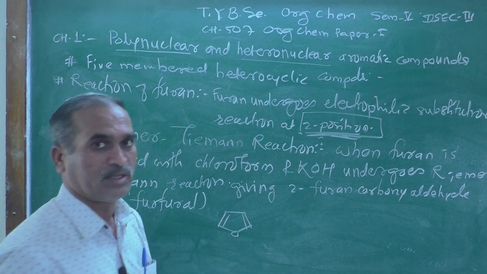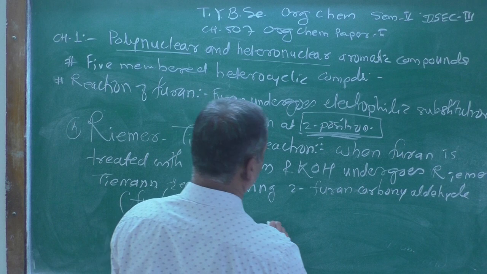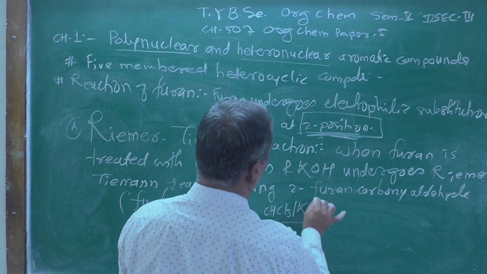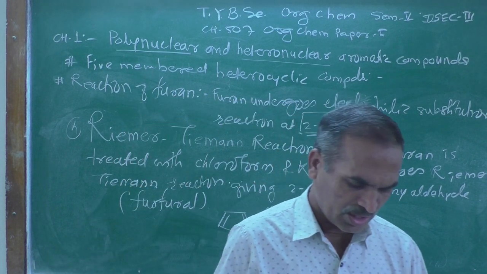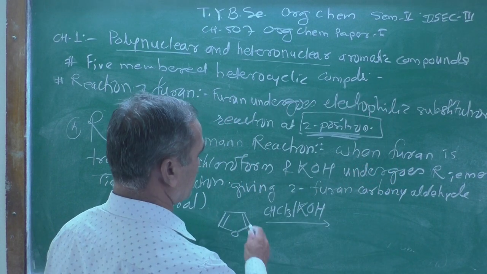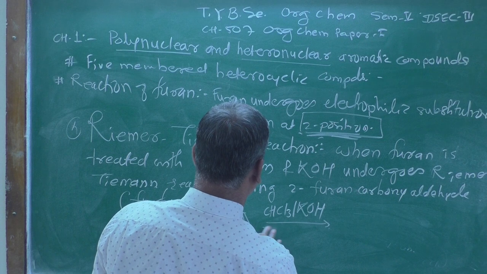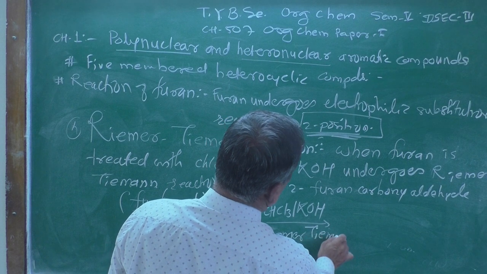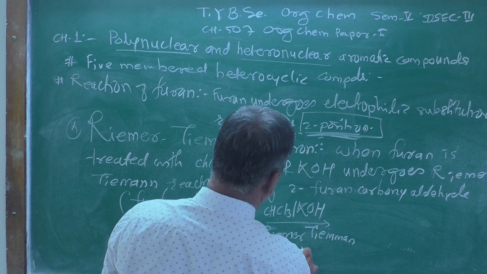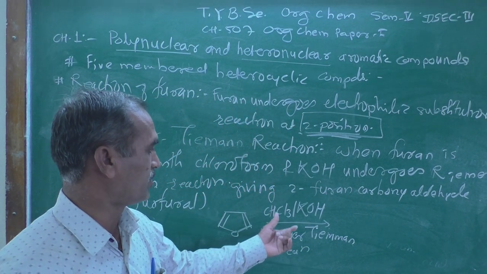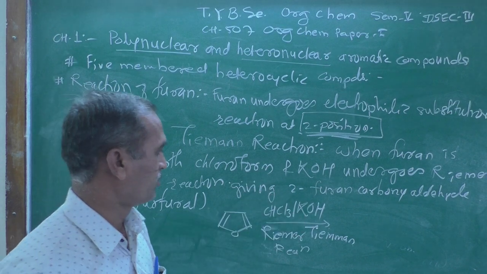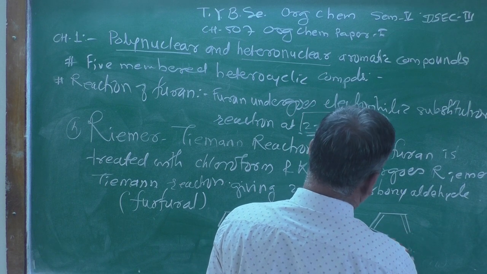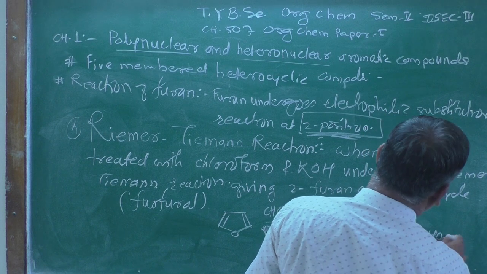Here you see, this is a furan. When it is treated with CHCl3, chloroform, in presence of KOH, potassium hydroxide, this reaction is known as the Reimer-Tiemann reaction. The speciality of the Reimer-Tiemann reaction is chloroform and KOH. That is a long mechanism. We are not going to show the mechanism here, only the product.